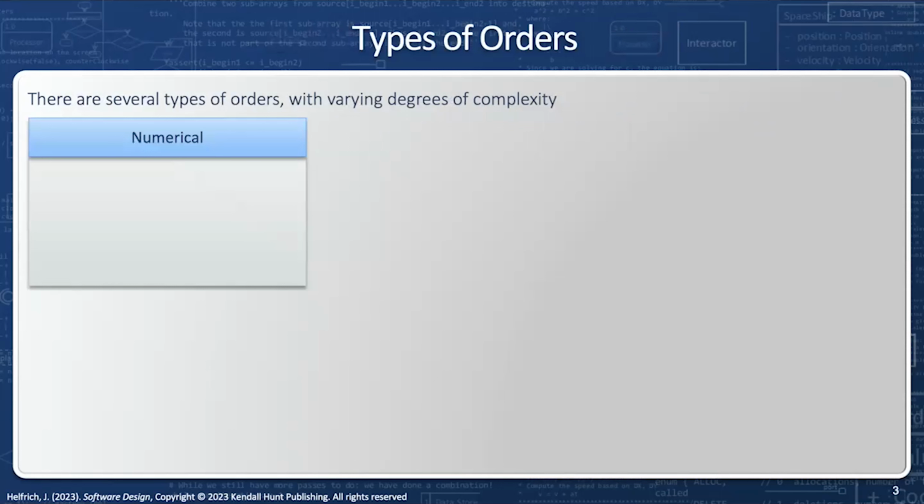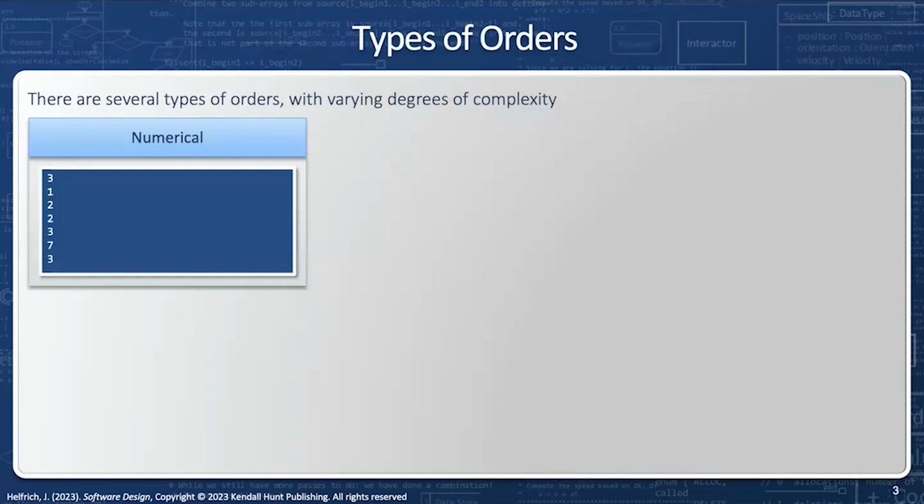All right, there are several types of orders with varying degrees of complexity. For an example, you could have a numerical order where I'm just going to encode each action as a number. Go 3, then 1, then 2, then 2, then 3, then 7, then 3. Now, of course, if I'm going to add a new number to my list here, the commander must be able to generate that number, and the executor must be able to know what that number means.